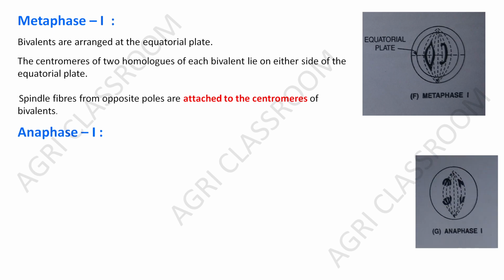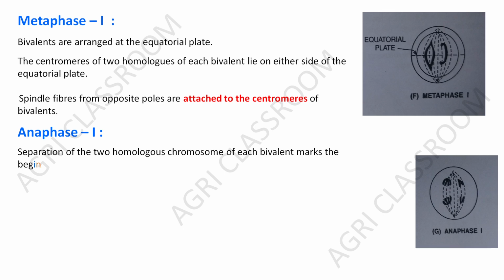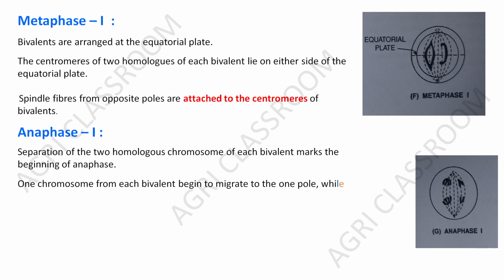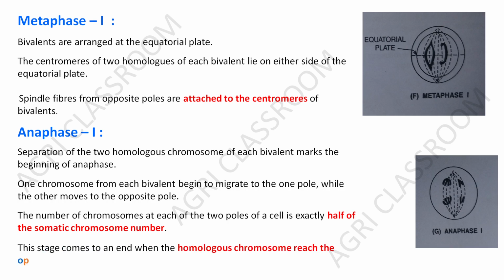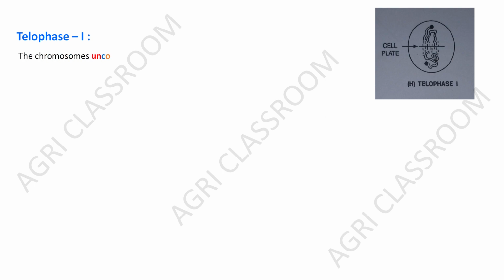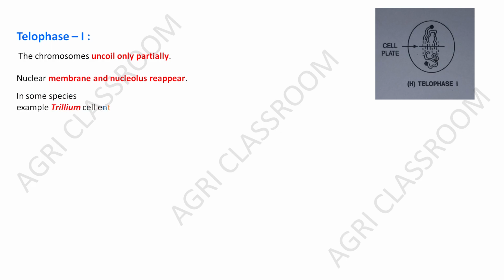First anaphase. Separation of the 2 homologous chromosomes of each bivalent marks the beginning of anaphase. One chromosome from each bivalent begins to migrate to one pole, while the other moves to the opposite pole. The number of chromosomes at each of the two poles of a cell is exactly half of the somatic chromosome number. This stage comes to an end when the homologous chromosomes reach the opposite poles. First telophase. The chromosomes uncoil only partially. Nuclear membrane and nucleolus reappear. In some species, for example Trillium, cells enter directly into the second prophase from the first anaphase.